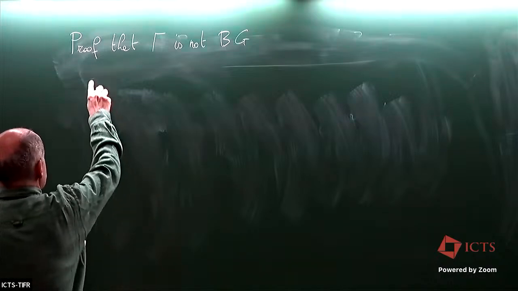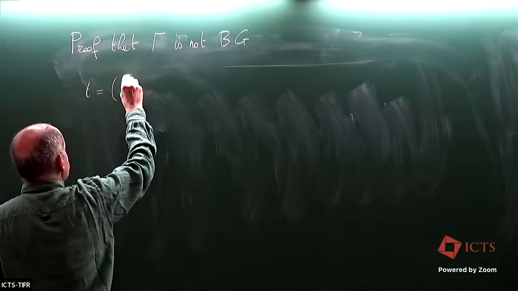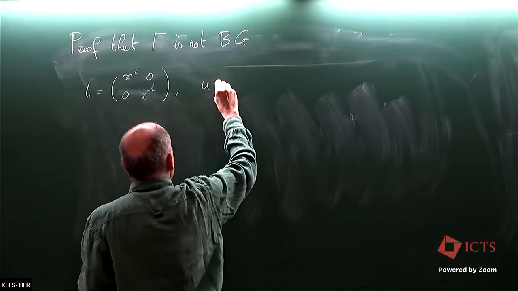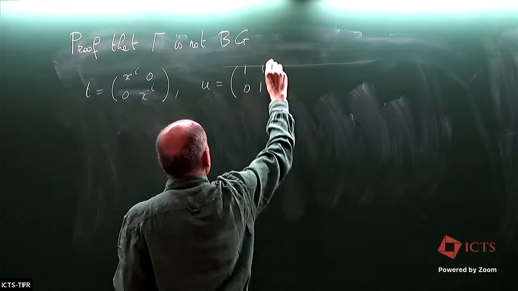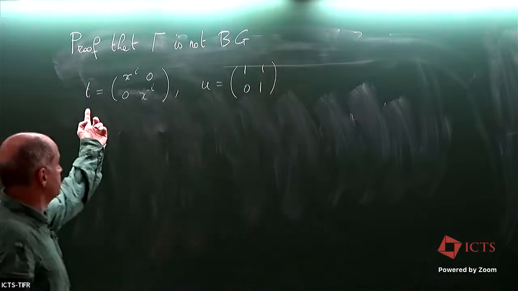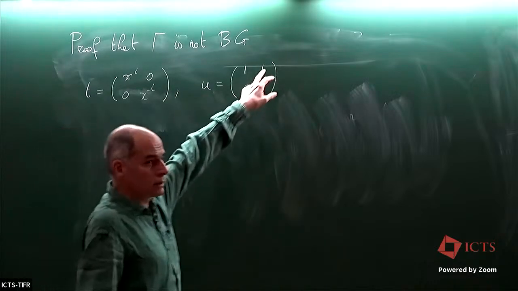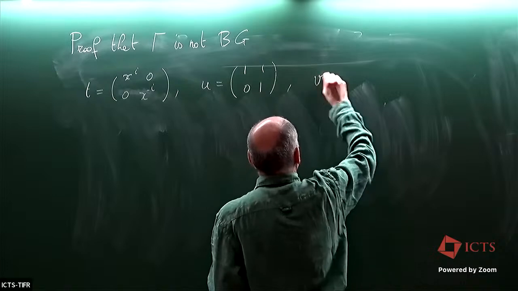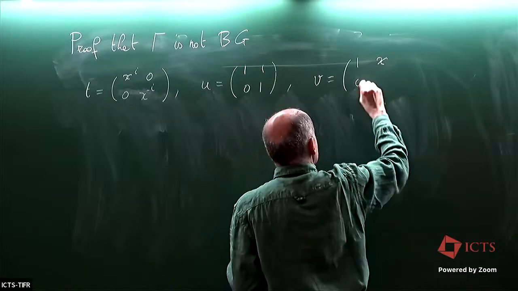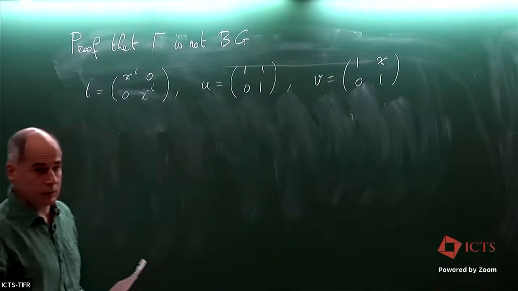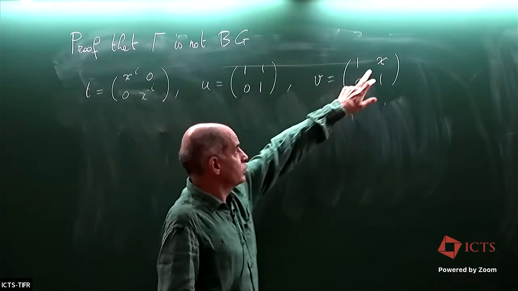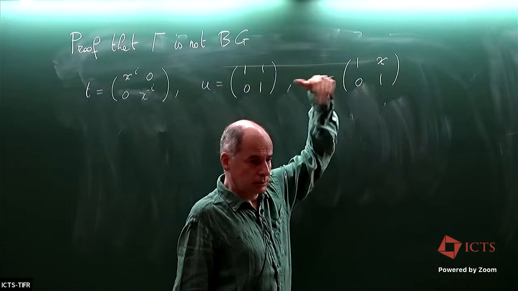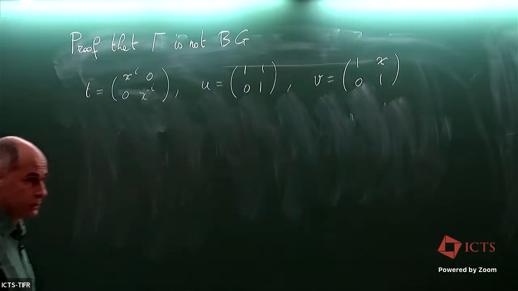So first of all, it is generated by these three matrices. T and U give rise to even monomials, and if I add this new matrix V, using T and V I can obtain odd degree polynomials in the upper right corner.